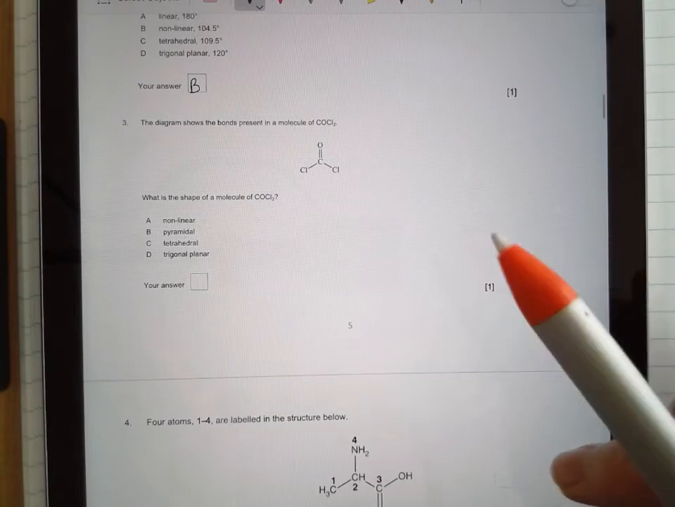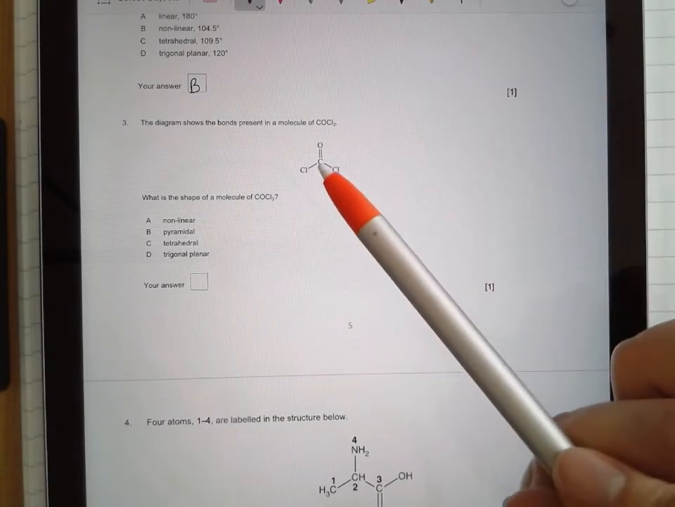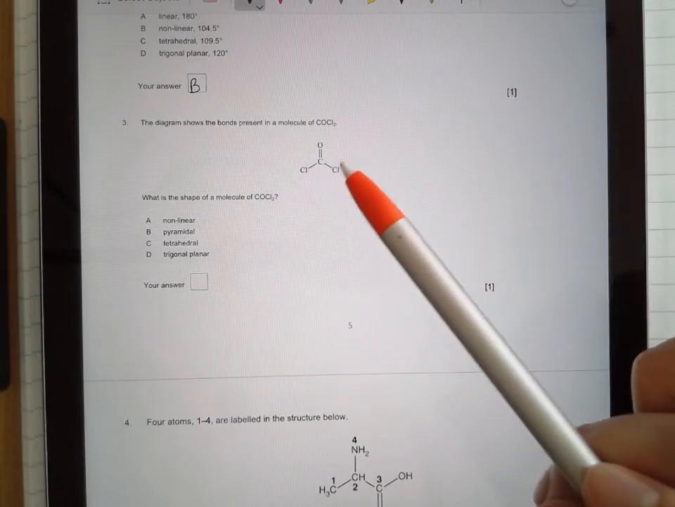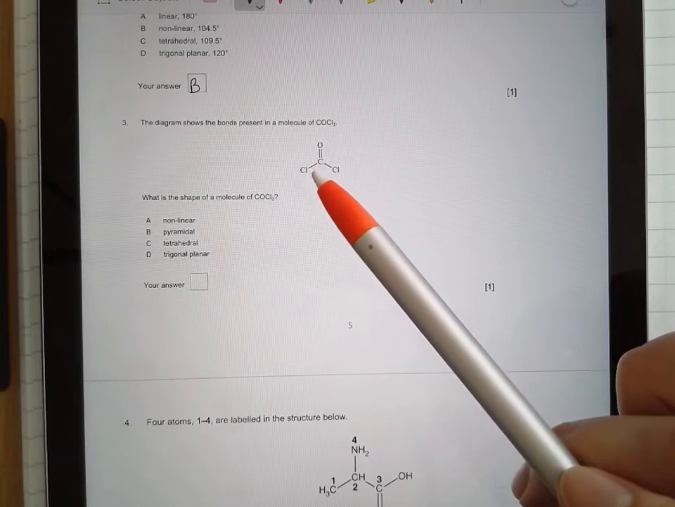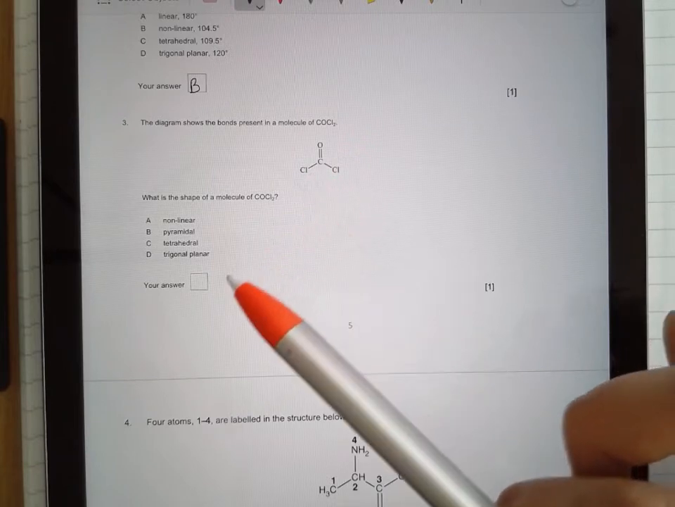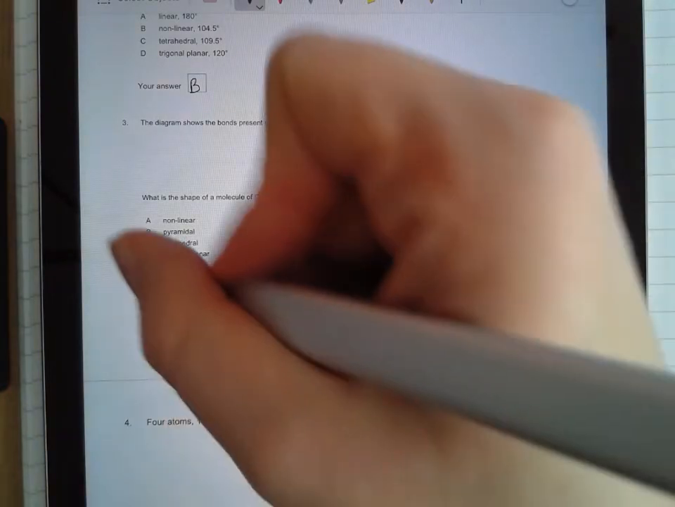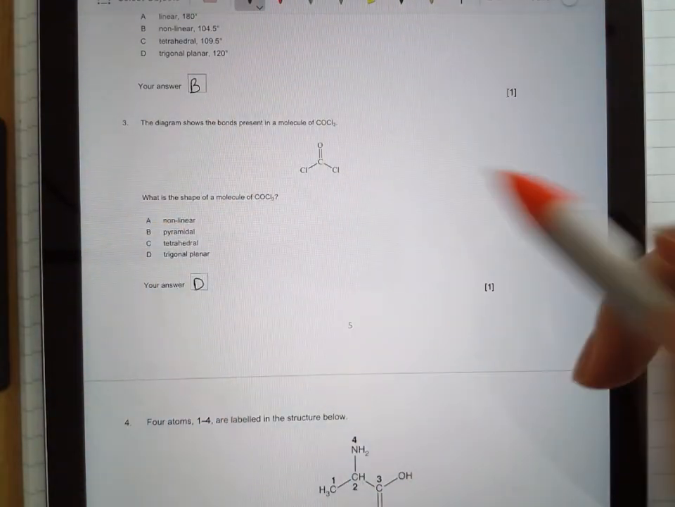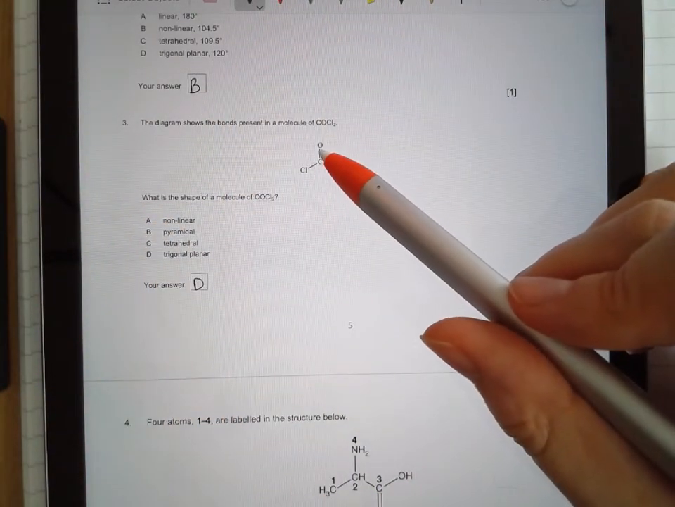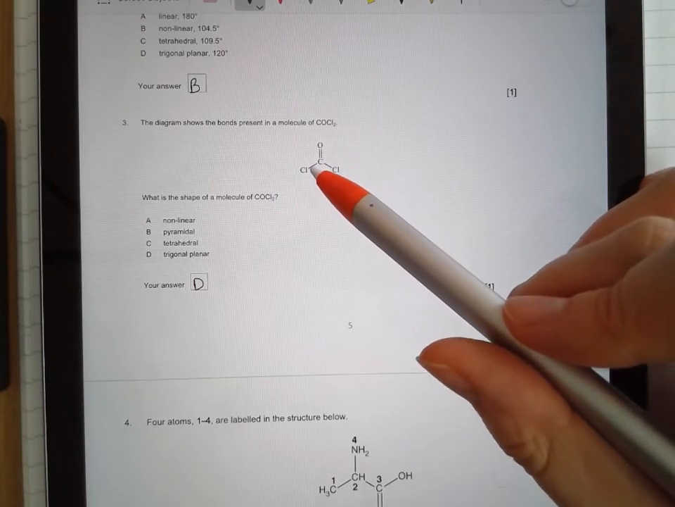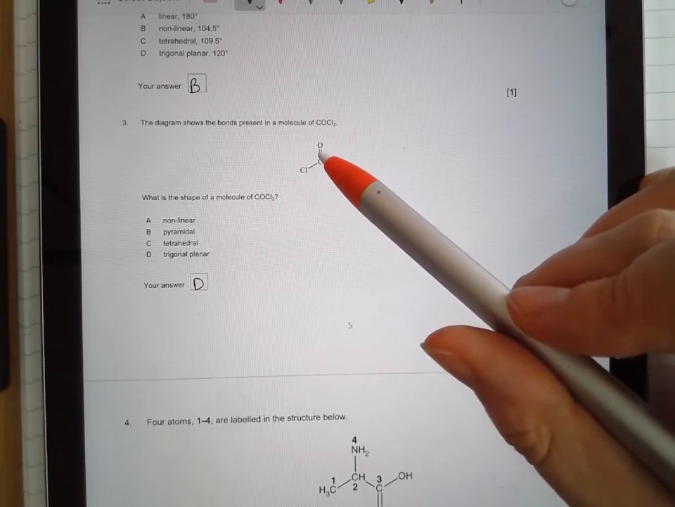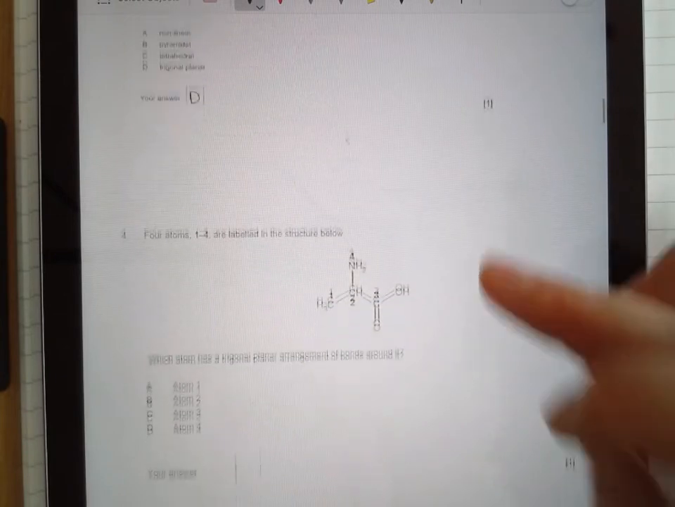They want to know the shape of the molecule. Okay, so carbon is my central atom. I'm looking at carbon and I see I've got 1, 2, 3 bonding regions. 3 bonding regions means it's going to be trigonal planar, which is answer number D. Remember, when you've got double bonds, you're just counting it as a bonding region. So you're not saying you've got 1, 2, 3, 4 bonds. You're saying 1, 2, 3 bonding regions. It makes it trigonal planar.